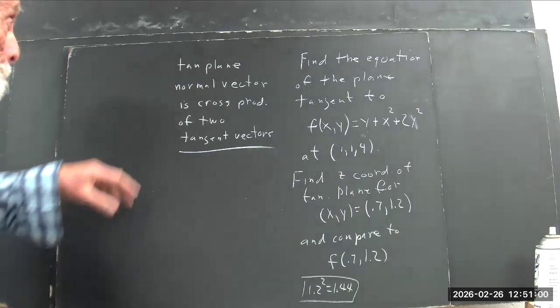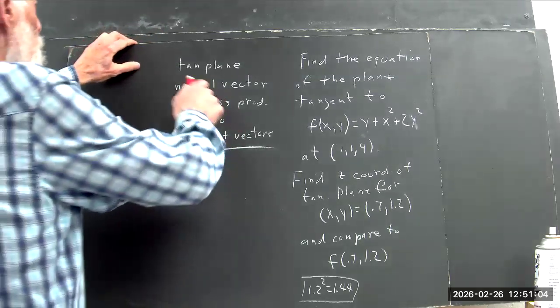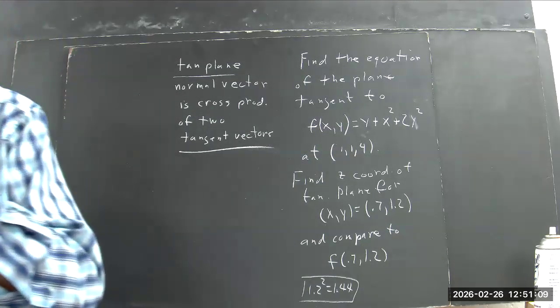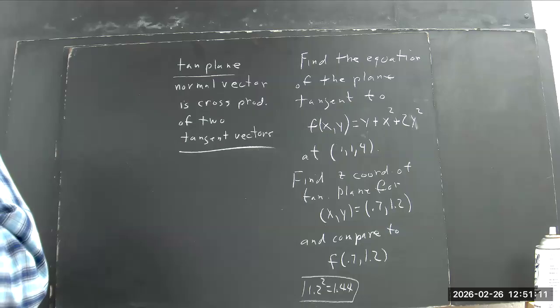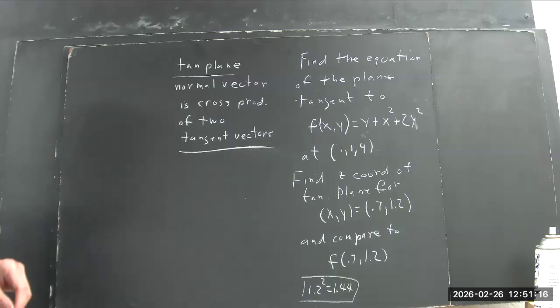Okay, so again, you want the tangent plane. First thing you do is get the normal vector, which is the cross product of two tangent vectors.